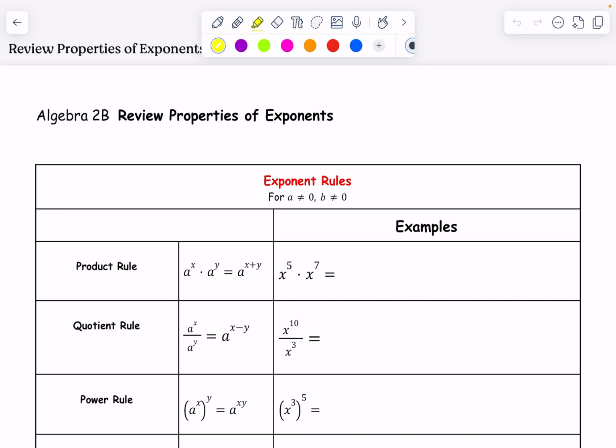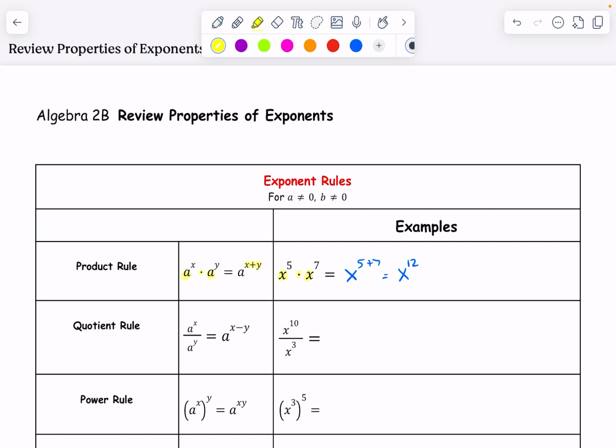So the first thing I want you to notice is that if you have the same base and you're multiplying, you're going to add the exponents. So same base, multiply, you're adding your exponents. So we should have this base with 5 plus 7, which is x to the 12th.